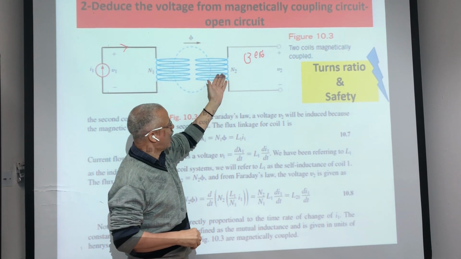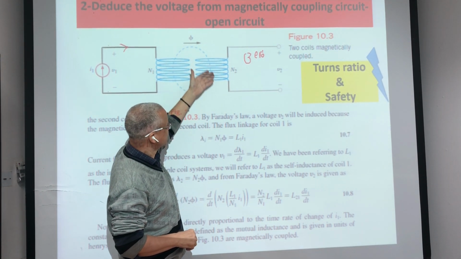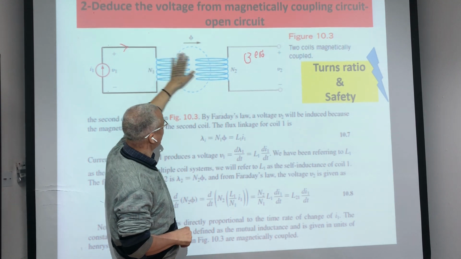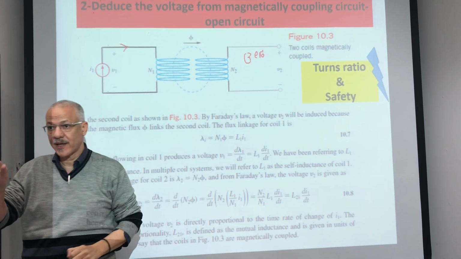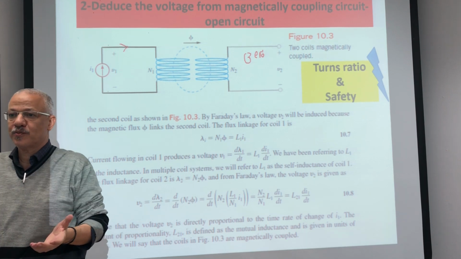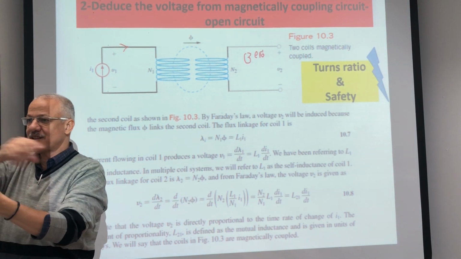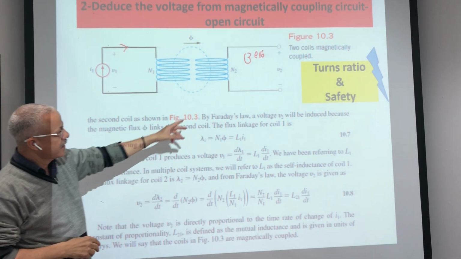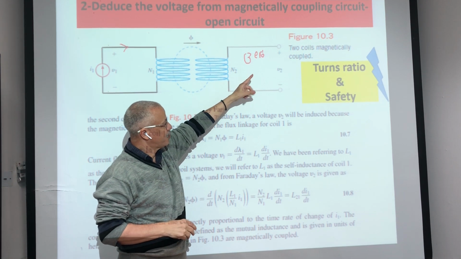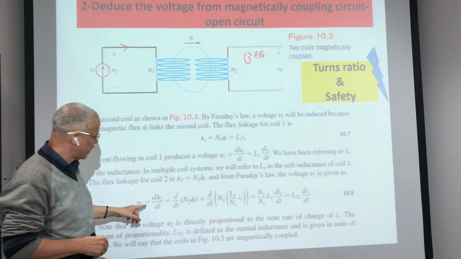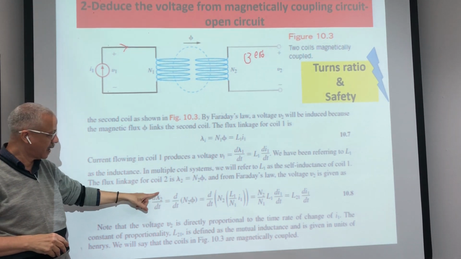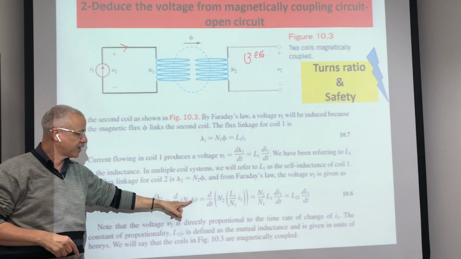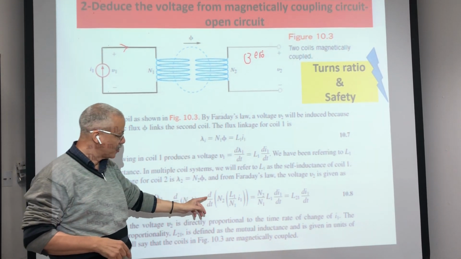So how much flux is cut by using this N2? This is the flux that comes from the first one, equal N2 phi. So lambda equal N2 phi. Why N2? Because this is the circuit which will cut the flux coming from the first circuit. So here we will use V2, the voltage deduced from the second coil, equal d lambda 2 by dt, and lambda 2 equal N phi, which N? N2, and the phi comes from the first circuit. So it is easy to use this one.